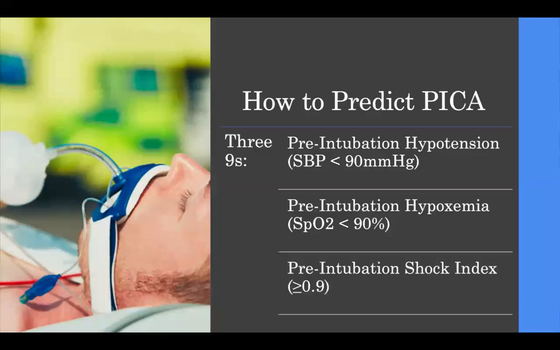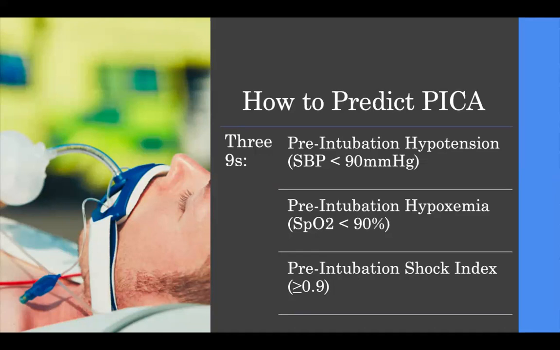And then the last one is a little less intuitive, but a pre-intubation shock index. So a blood pressure less than 90 or a sat less than 90 is going to catch your eye, right? If you're looking at the monitor, those things are going to stick out. Probably your monitor is going to alarm at you. But shock index is a little bit sneaky.